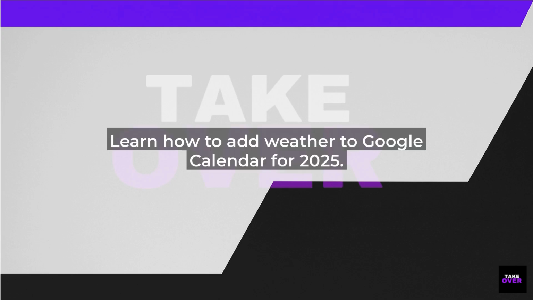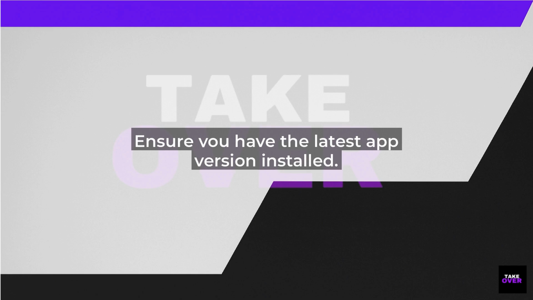If you're tired of checking the weather app separately while planning your day, you're in for a treat. Today, we're exploring how to add weather directly to Google Calendar for 2025. This nifty feature keeps you organized by blending forecasts right into your schedule, making it easier to prepare for events like outdoor meetings or family outings. Let's dive in step by step.